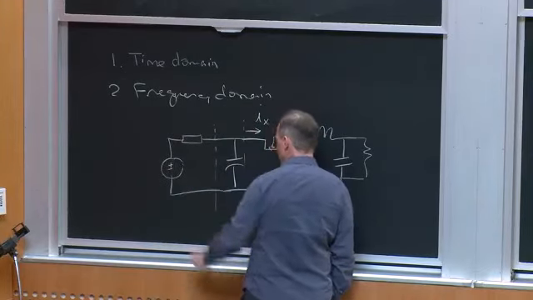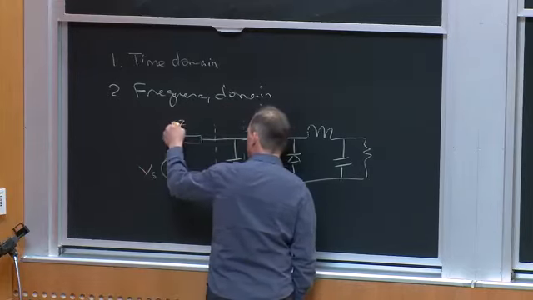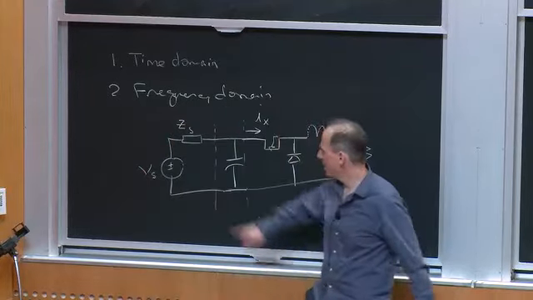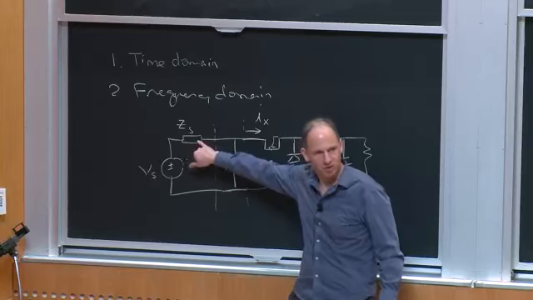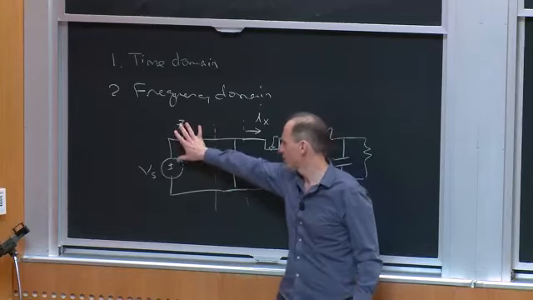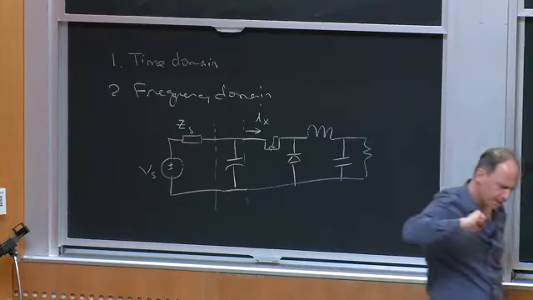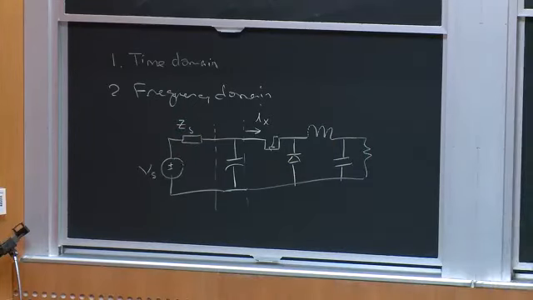And maybe this source is the battery in my car, right? But it's Vs. And then there's some source impedance, Zs. And that may be, at DC, very small. But at AC, maybe it's not. Okay, so there's some source impedance that I'm driving in. And here's the challenge.